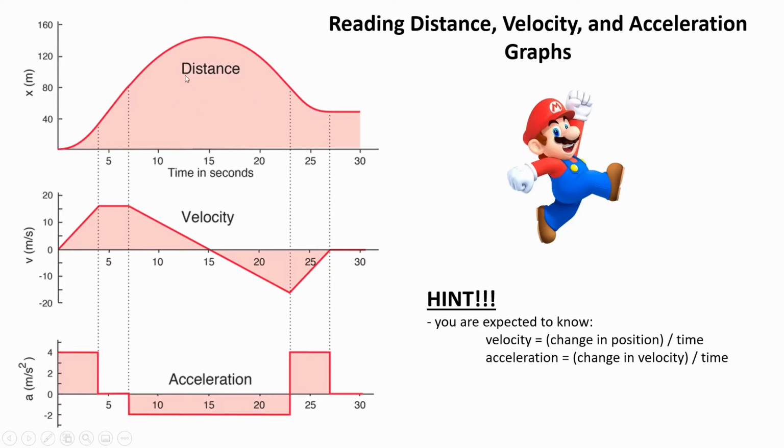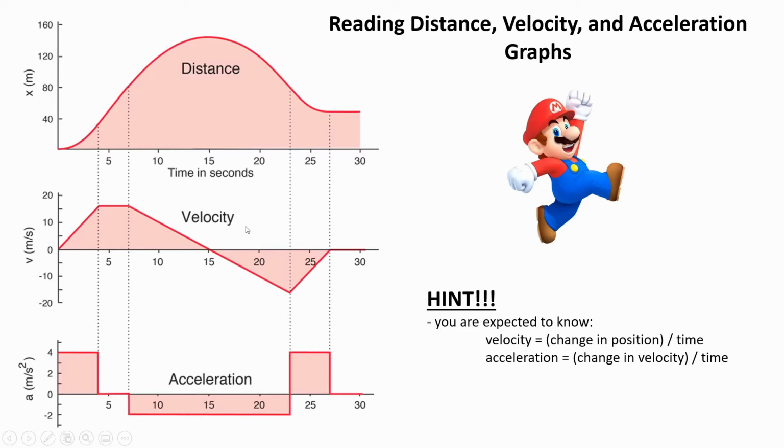So let's take a small recap of the position graph. An increase in position means that the object is moving away from where it started. A decrease in the position means that it's getting closer to or returning to where it started. And a flat line means that the object is not moving.